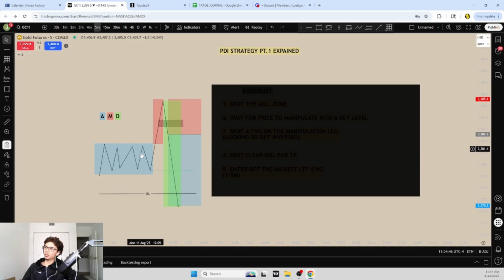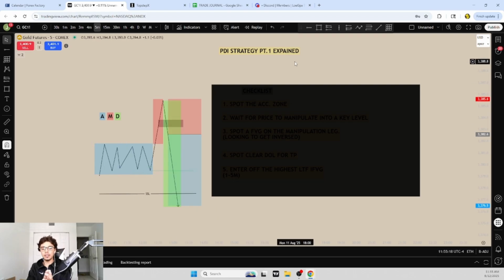We have accumulation, all this blue box. And then we manipulate higher, maybe even into a fair value gap, but we take out all this accumulation zone high. Then we have an inversion, and we try to enter off the inversion, catching the distribution. Hence, PDI, pre-distribution inversion model. So, accumulation, manipulation, distribution, and we try to catch an inversion before the distribution. Then we can target either all this LRL down here or the sell side.